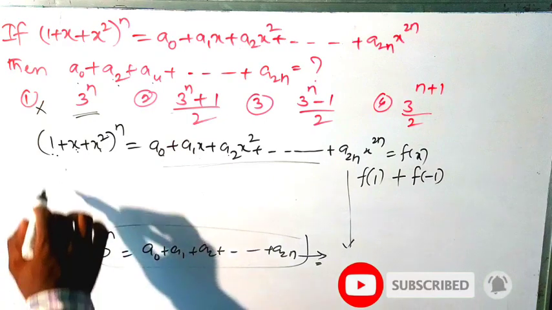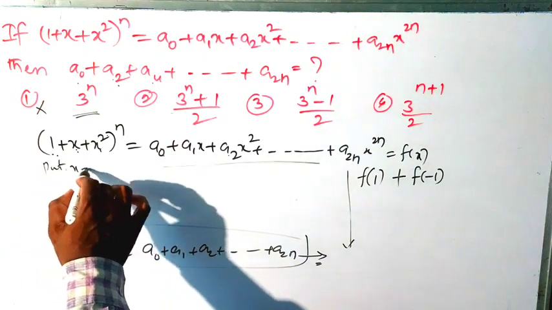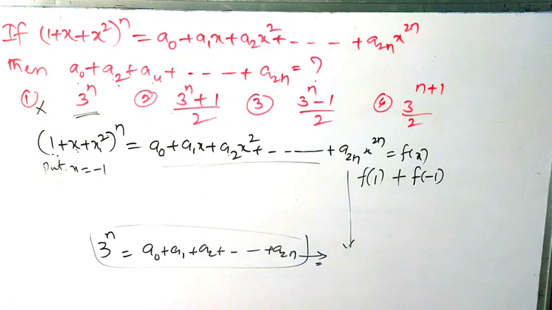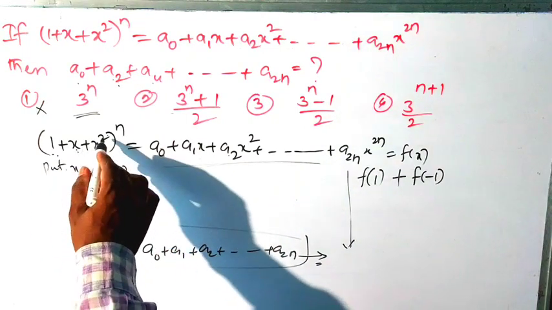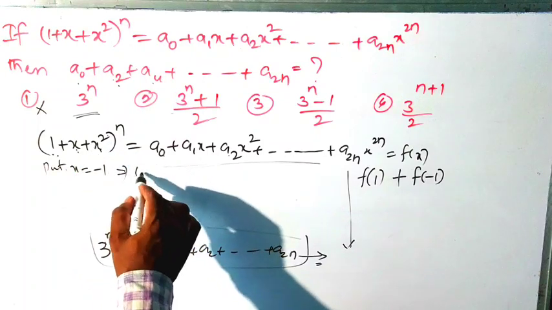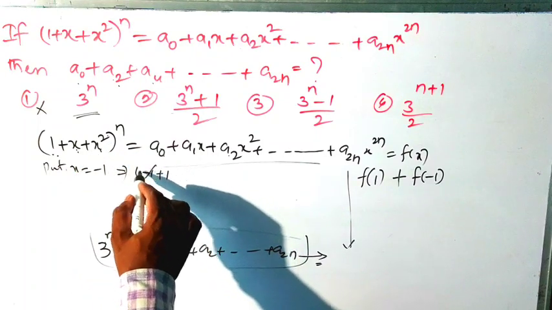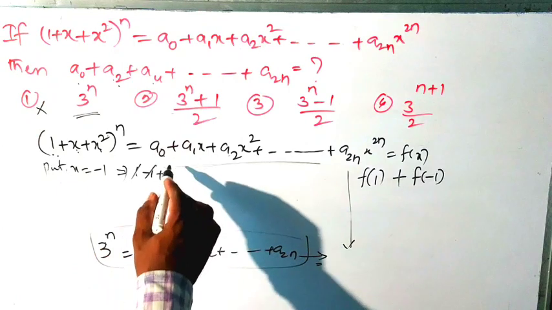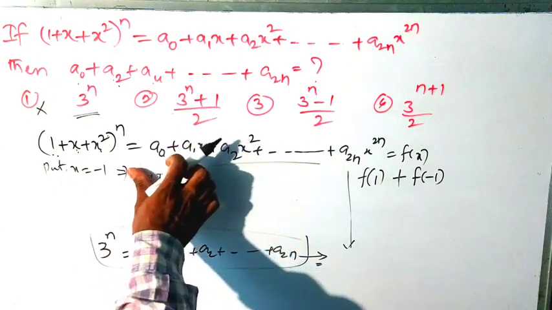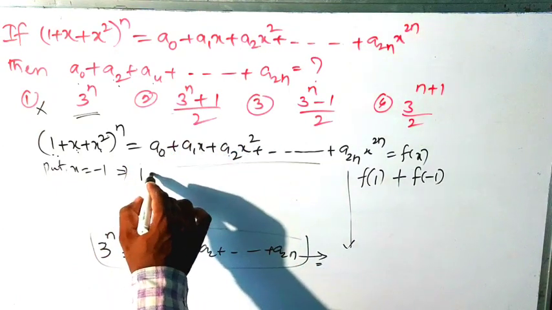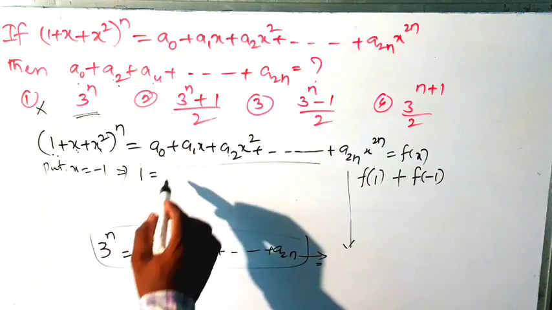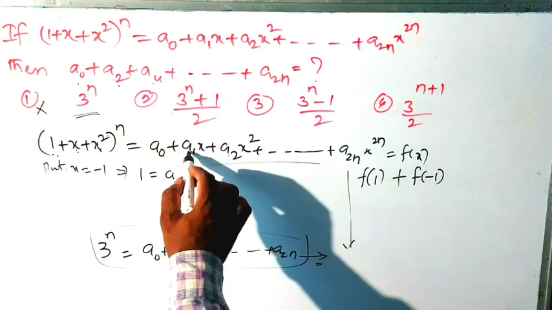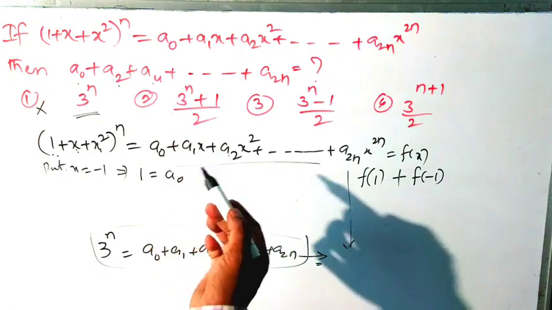Okay, now put x = −1. Then what do we get here? (−1)² is plus 1, so 1 + 1 gives 2, and we get 2ⁿ... the remaining term is 1ⁿ, which is nothing but 1. Then after we substitute −1 here, a0 remains as it is, and a1 into −1 is nothing but −a1.